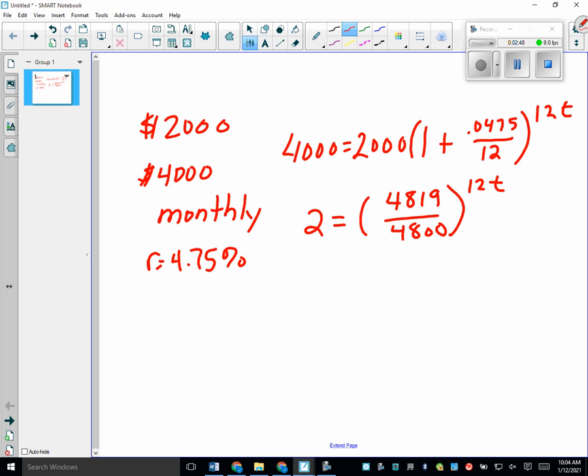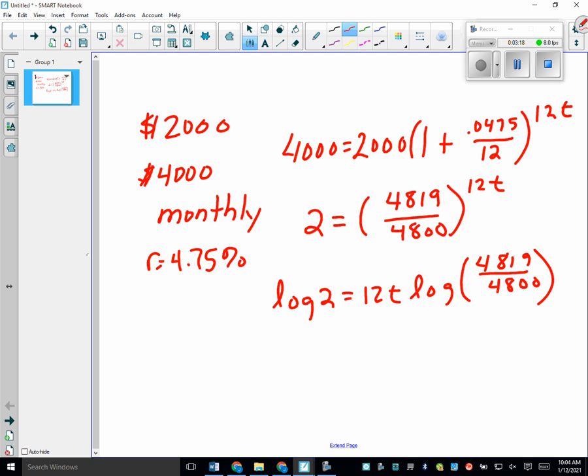Okay, when I have a letter or a variable in my exponent, do you remember we had to solve using logarithms? Yes. So, the rules are: the log of 2 equals 12t log of 4819 over 4800. We just split it.